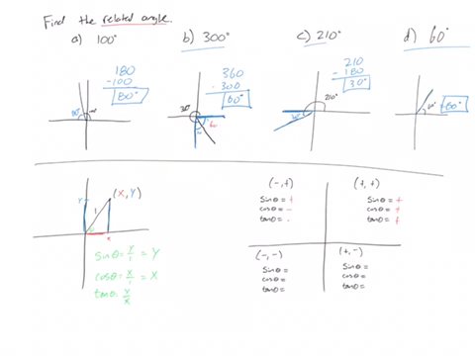Into the third quadrant, sine is the y, so negative. Cosine is the x, so negative. And tangent is the division of those two, so negative over negative makes it positive. And then fourth quadrant, sine is going to be negative, cosine is going to be positive, and tangent is going to be negative.